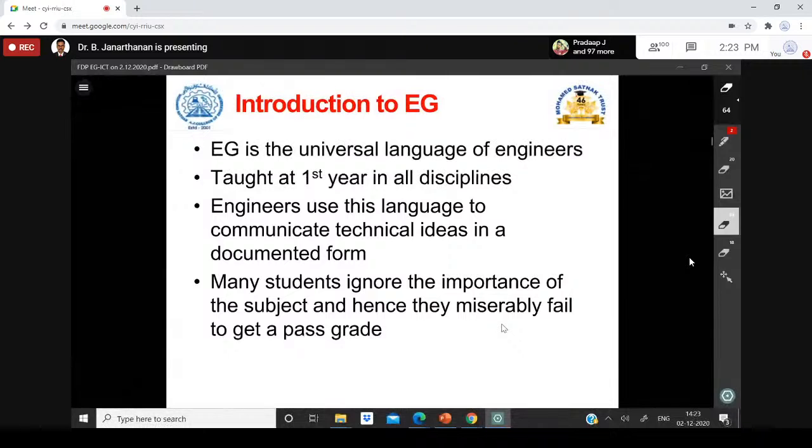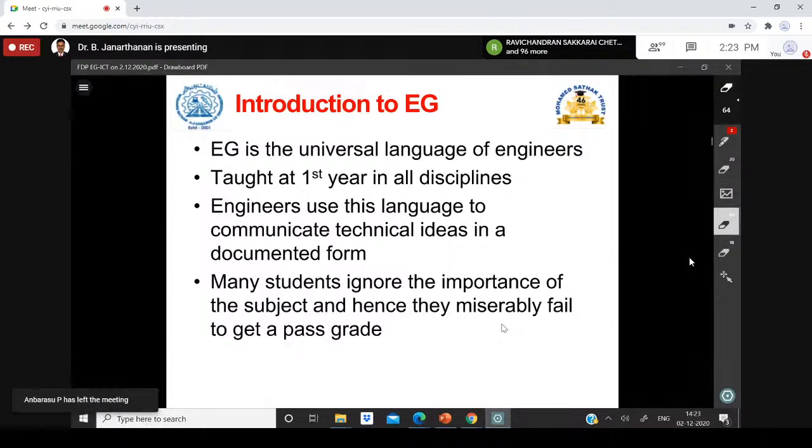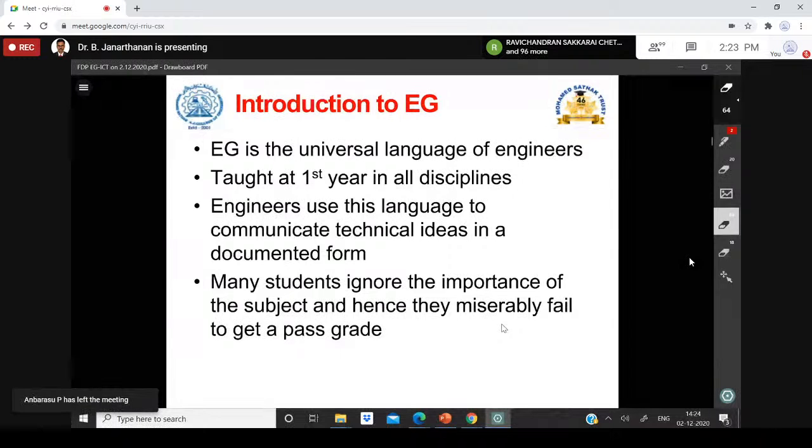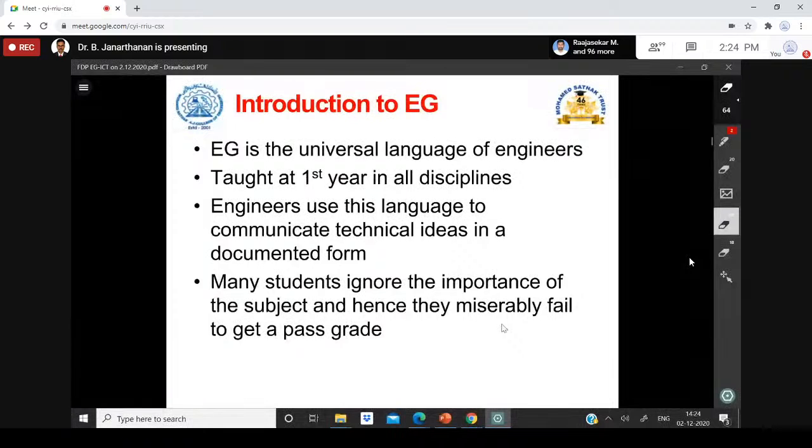Many students ignore the importance of the subject, and hence they miserably fail to get even a pass grade. So to tell the importance of this, these students have also joined today.